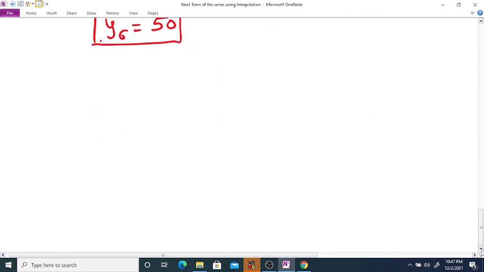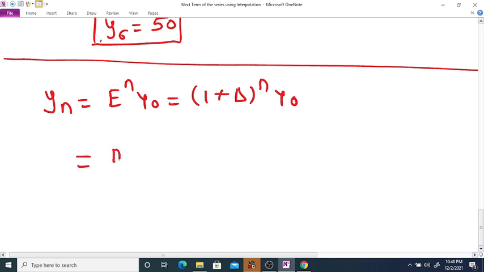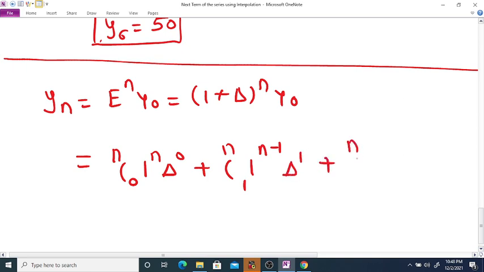You can also develop a general formula for this series or for this sequence, since we know that yn is equal to e raised to n y0. So it is 1 plus delta raised to n y0. If you expand this, it is nc0 1 raised to n delta raised to 0 plus nc1 1 raised to n minus 1 delta raised to 1 plus nc2 1 raised to n minus 2 delta square. Again, we don't require the next term because the next higher differences are 0.